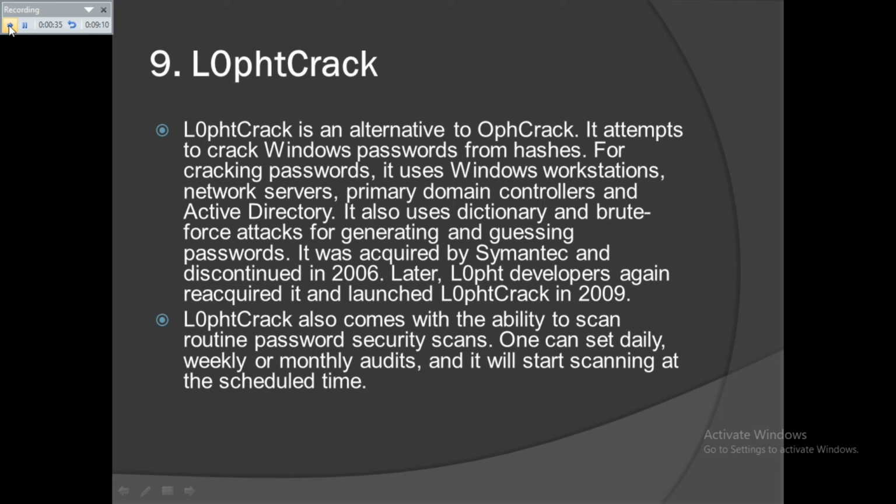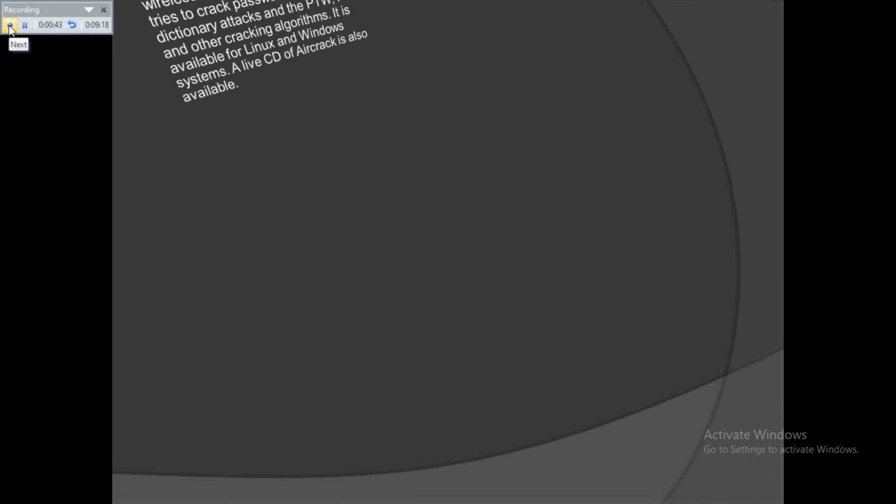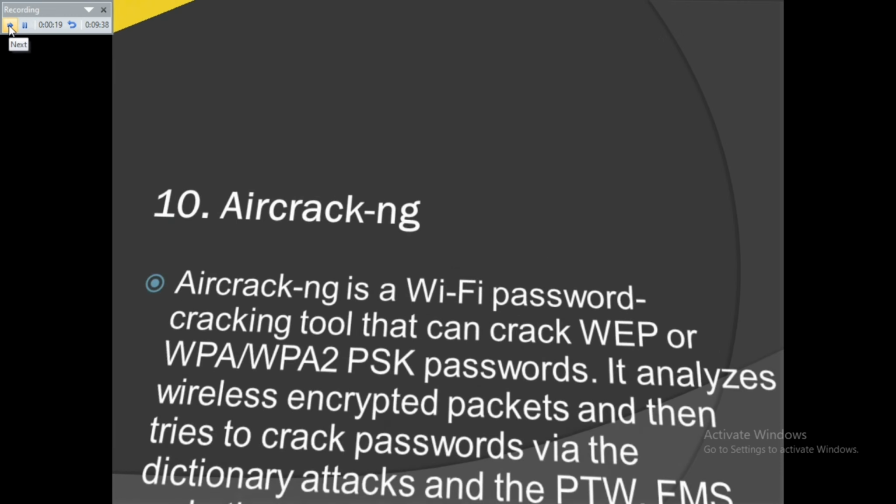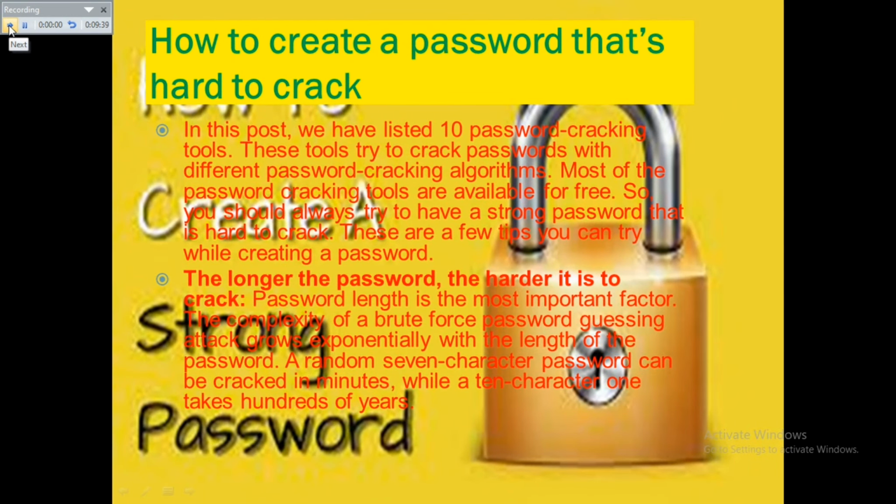L0phtCrack also comes with the ability to schedule routine password security scans. One can set daily, weekly or monthly audits, and it will start scanning at the scheduled time. 10. Aircrack-ng. Aircrack-ng is a Wi-Fi password cracking tool that can crack WEP or WPA2-PSK passwords. It analyzes wireless encrypted packets and then tries to crack passwords via dictionary attacks and the PTW, FMS and other cracking algorithms.